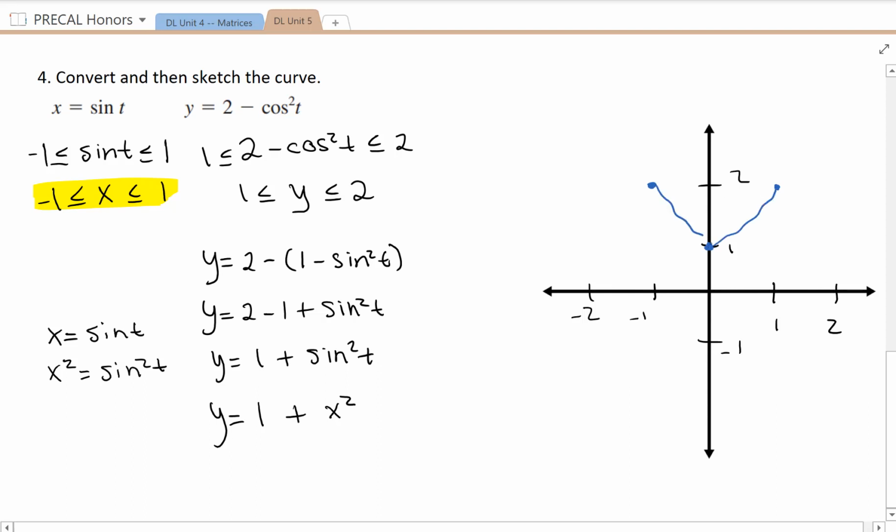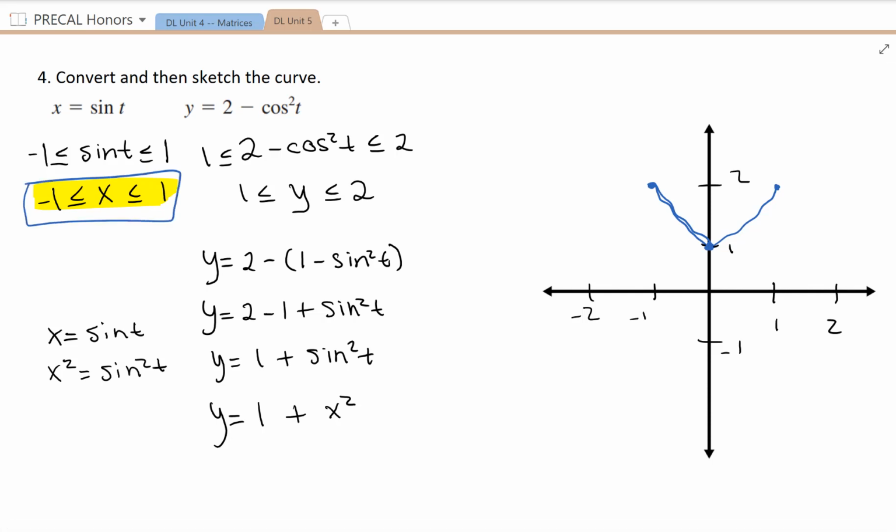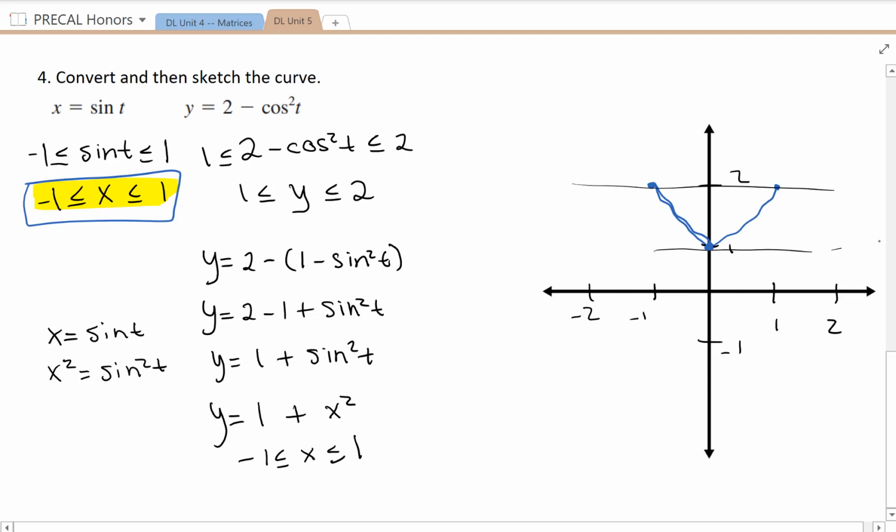Now, that's because of these restrictions. So we have to include these restrictions in our answer. It was necessary to see how the graph actually looked. Okay, but do we need to include the y restrictions? No, because if you restrict the domain, the y is automatically already restricted to that, right? It's not going to go below 1, and it's not going to go above 2. So it's already restricted.